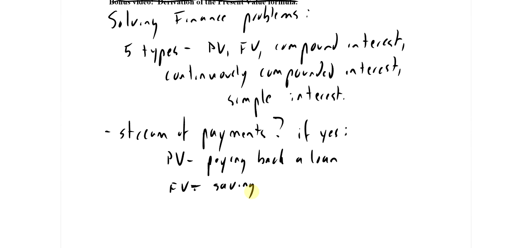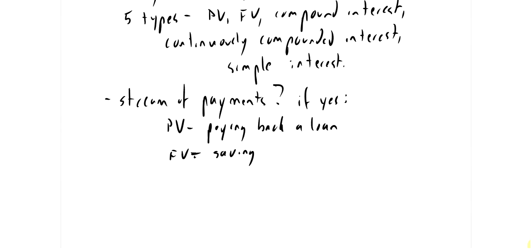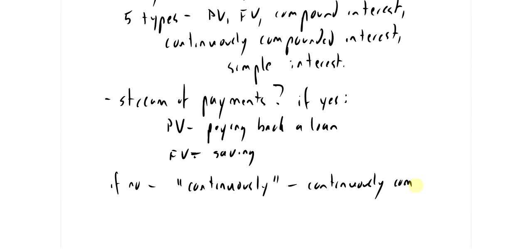So present value means you've got a pile of money in the present and you're taking money out. Future value means that you're saving for money, so you have a pile of money in the future. If no stream of payments, well, then it's some kind of interest problem. If it contains the word continuously, well, then it's a continuously compounded interest problem.